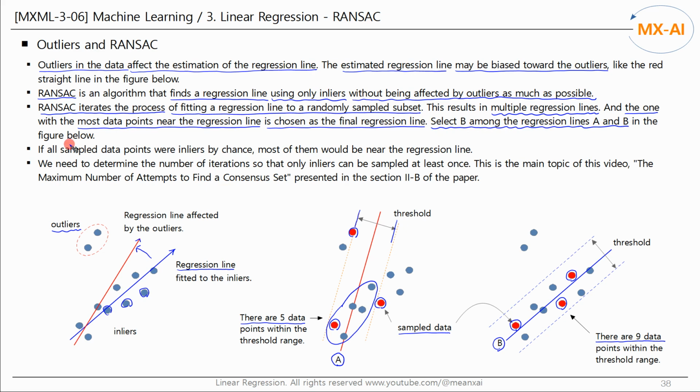If all sampled data points were inliers by chance, most of them would be near the regression line. We need to determine the number of iterations so that only inliers can be selected at least once. This is the main topic of this video. The maximum number of attempts to find a consensus set. Presented in the section 2B of the paper.